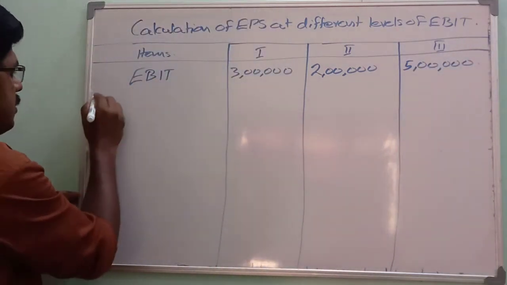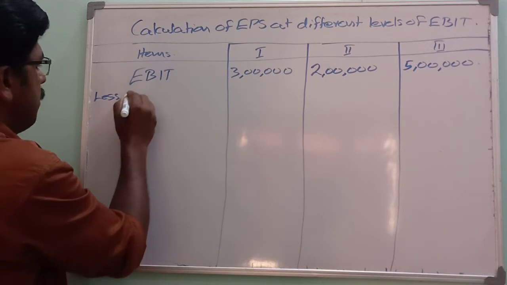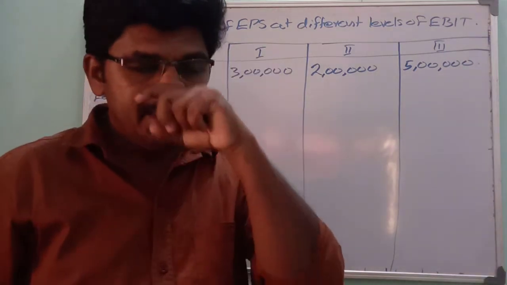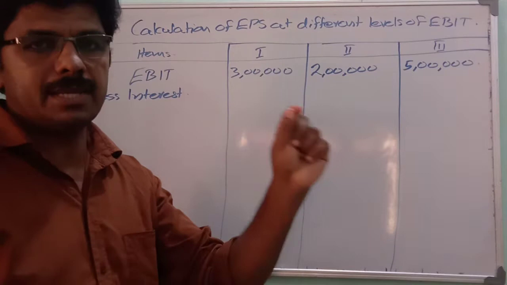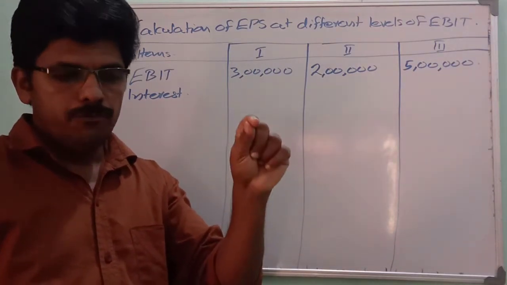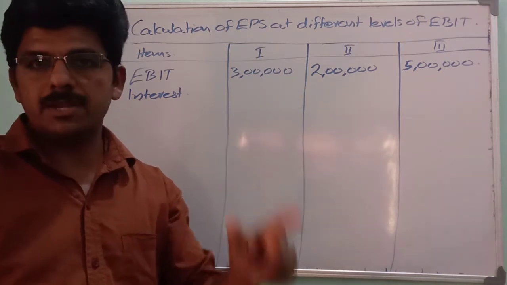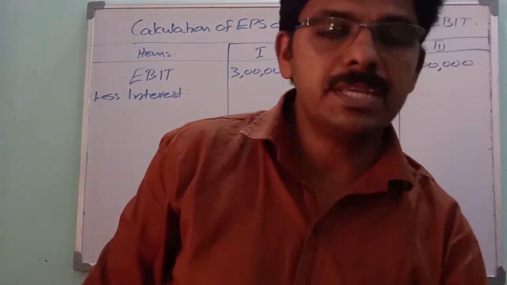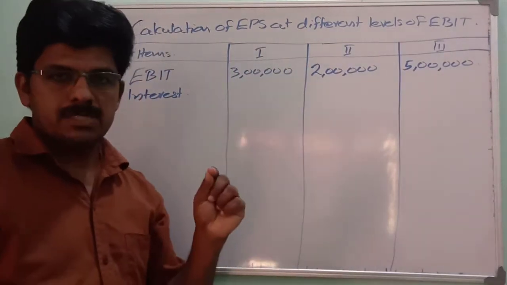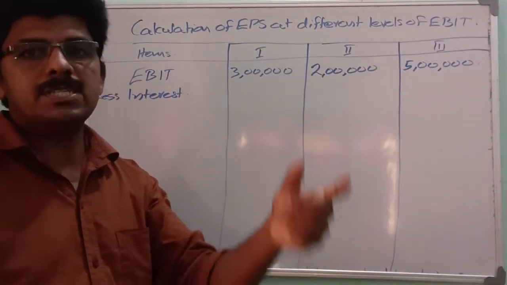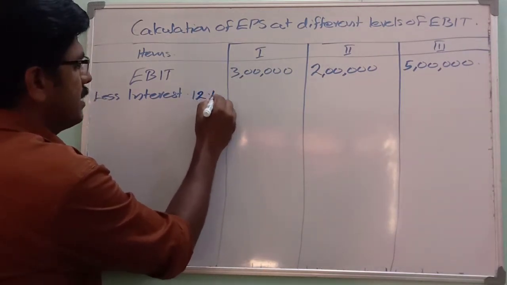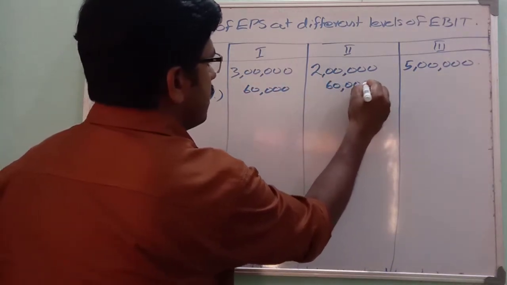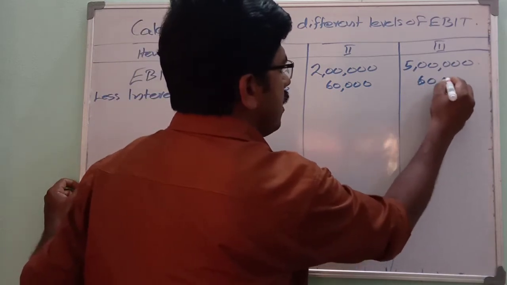First, deduct interest from this EBIT. It is given in your question that interest is 12% of debenture capital. What is the total amount of debenture capital? 5,000 debentures of rupees 100 each, that means 5 lakh rupees. It is the total debenture capital. Therefore, 12% of 5 lakh is equal to 60,000. It is the same in all three cases because interest is fixed.